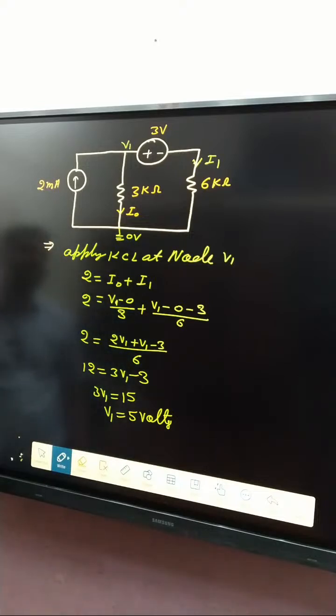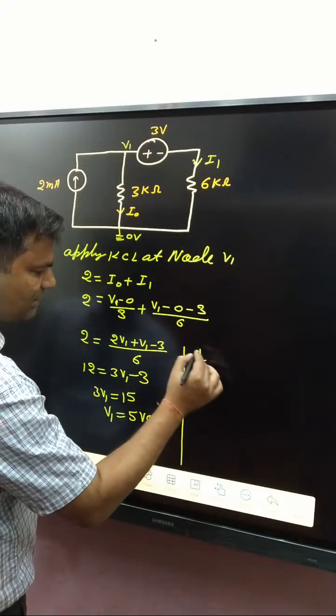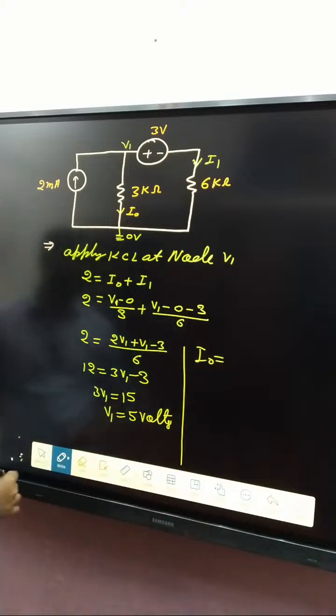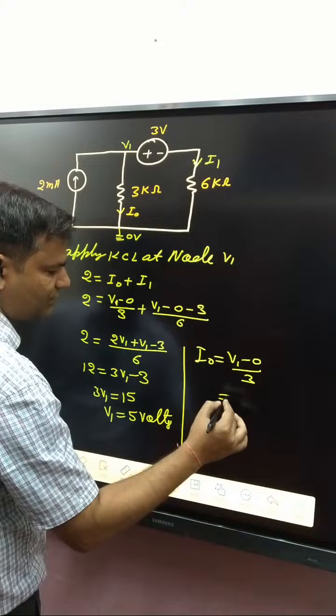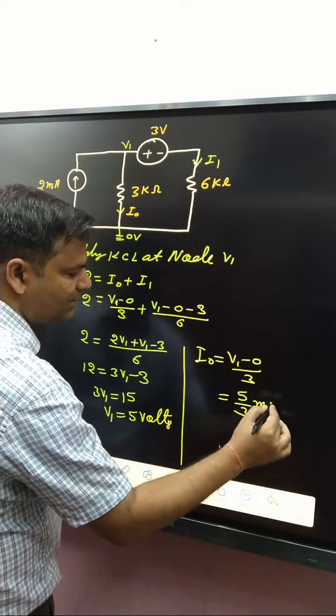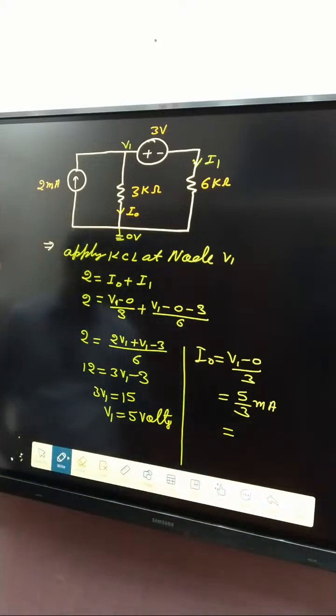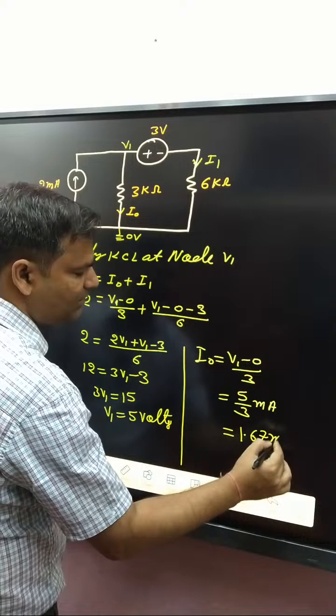Now the next target is to determine I0. I0 is basically V1 minus 0 divided by 3. Putting that value in, it is 5 by 3 milliampere. Otherwise you can say 3.67 milliampere is the right answer.